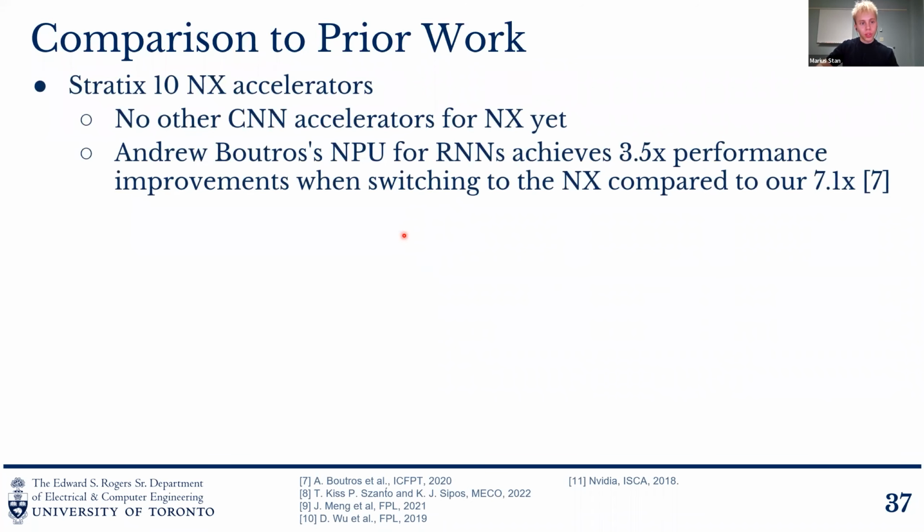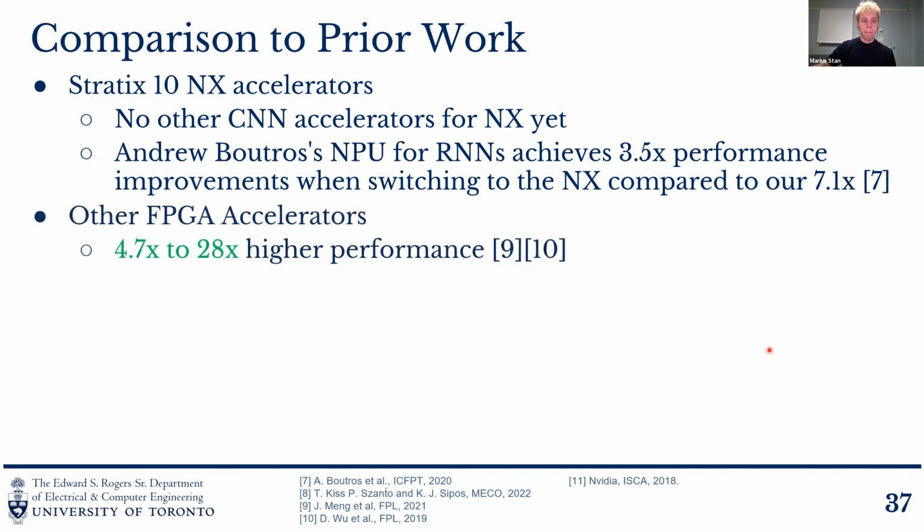Comparison to prior work. So in terms of Stratix 10 NX, there were no other CNN accelerators that we knew of when publishing the thesis. Andrew Bertros's NPU for RNNs achieves 3.5 times better performance improvements when switching to the NX compared to their baseline design, whereas we achieve 7.1x performance improvements compared to our baseline design. But our accelerator is also more specialized for each layer in the neural network compared to theirs, which is a processing element-based accelerator. Compared to other FPGA accelerators, we have anywhere from 4.7 to 28 times higher performance in the thesis.